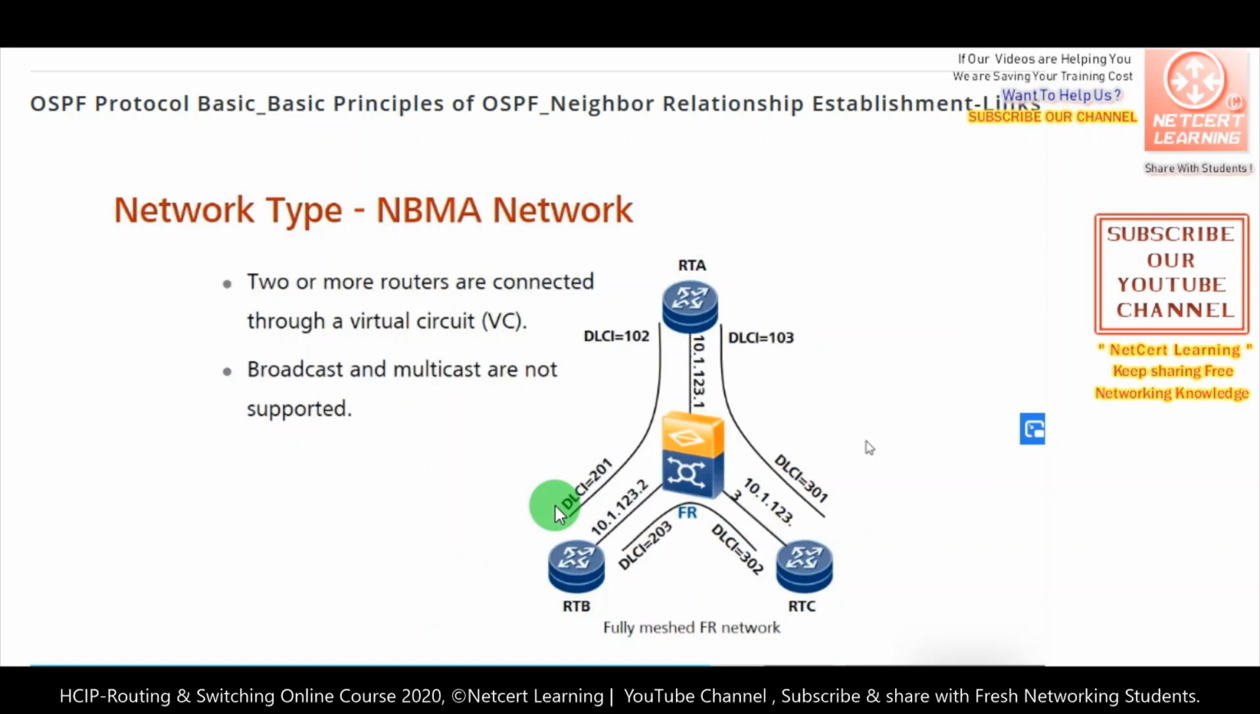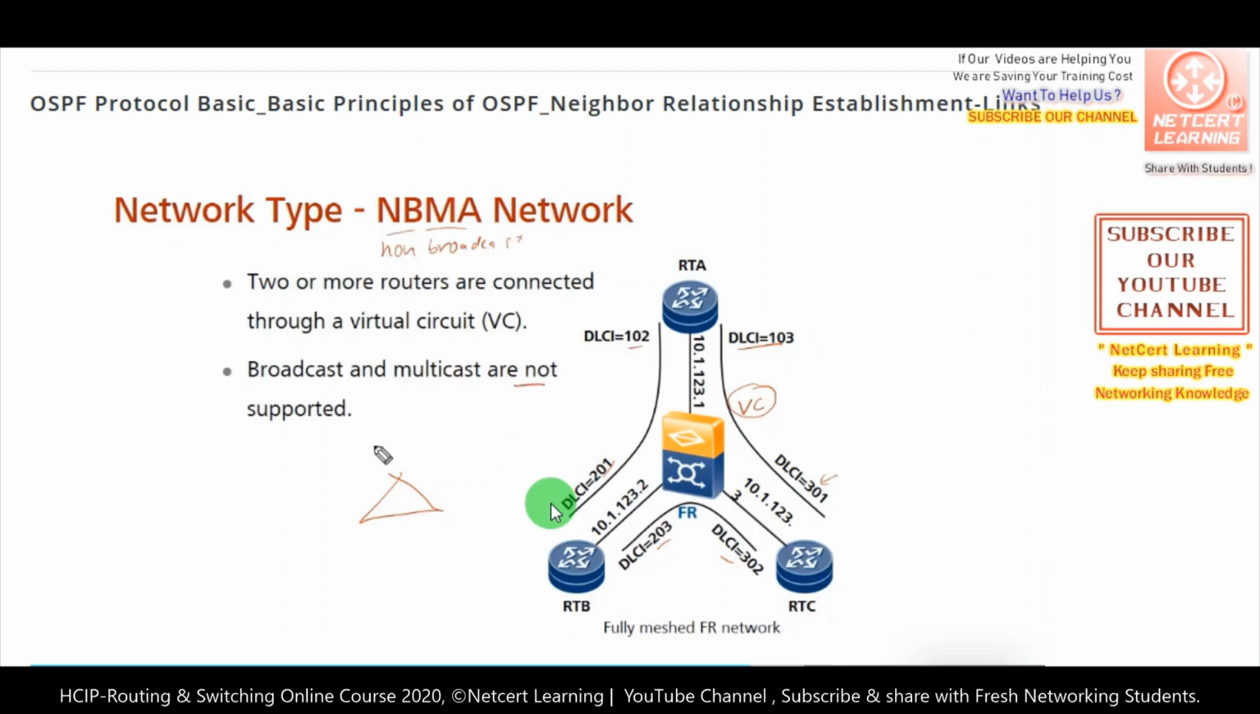Now the third type is NBMA, or non-broadcast multi-access, typically used in a frame relay environment. Here we have our virtual circuits. Our virtual circuit has a DLCI number: 103 from router A to router C, and 301 from router C to router A. We call it a virtual circuit, and each of these has a virtual circuit. So A and B, A and C, and B and C have a full mesh. It's a triangle relationship. Since they have all these relationships, we can have multi-access capability, but they are non-broadcast.